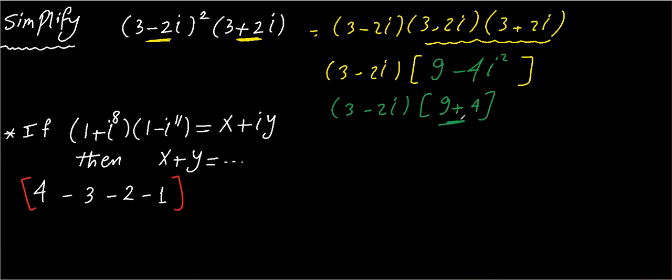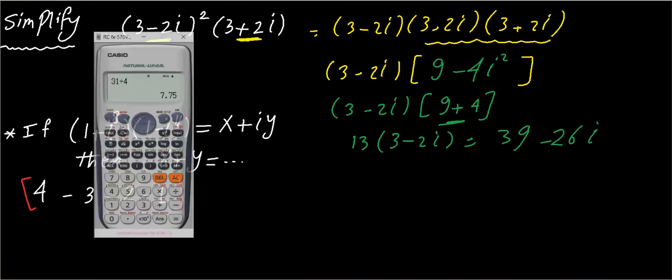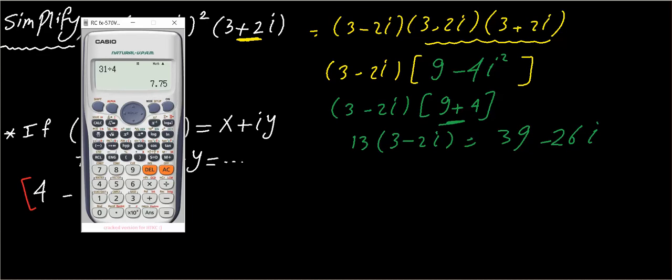9 plus 4 equals 13. We can multiply 13 by the bracket: 13 times (3 minus 2i). 13 times 3 equals 39, minus 13 times 2 equals 26i. If you want to check your answer by calculator, you can use the calculator this way.